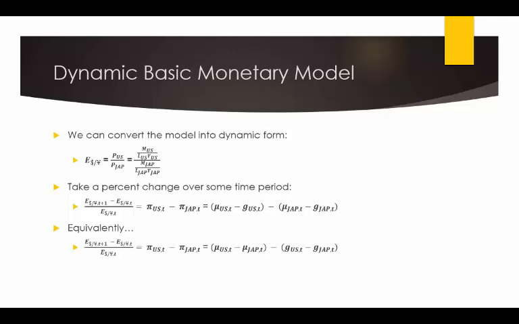We can convert our basic monetary model to a dynamic form by taking the percent change in the formula. This now gives us an extended relative PPP expression where the rate of depreciation in the exchange rate is equal to the inflation rate differential in the two countries. This is in turn equal to the differential in money supply growth rates in the two countries minus the differential in the real income growth rates in the two countries.